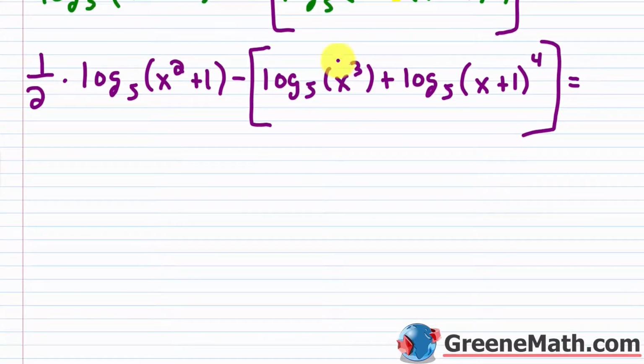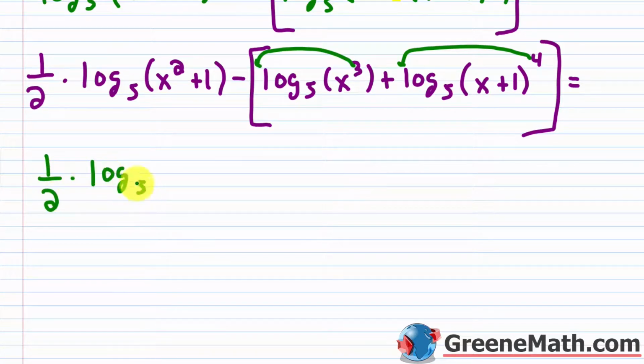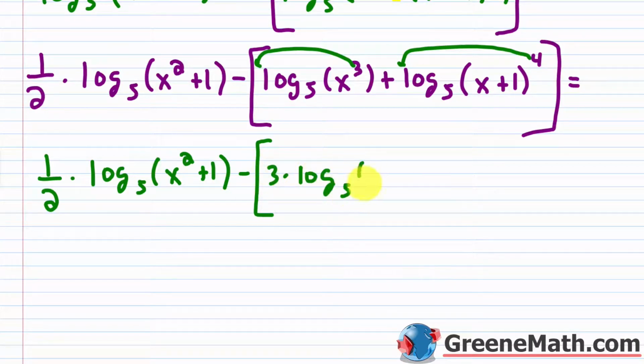I want to pull this down, and I want to pull this down. And I want to distribute the negative to finish this off. So let's first pull those exponents down. So we're going to have that 1/2 times log base 5 of x squared plus 1. And then minus, I'm still going to have my brackets. I'll remove them in a second. So we have this 3 that comes down, so 3 times log base 5 of x now. The 4 comes down. So plus 4 times log base 5 of x plus 1.